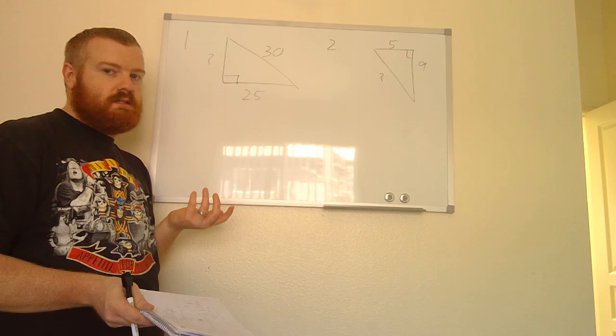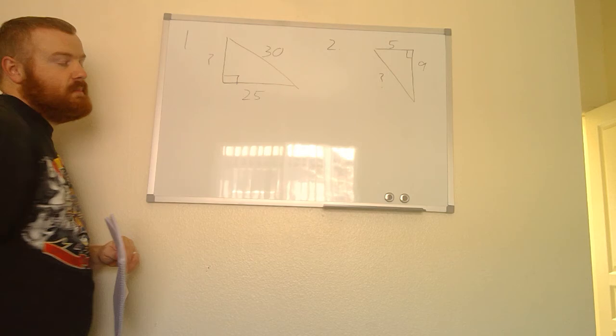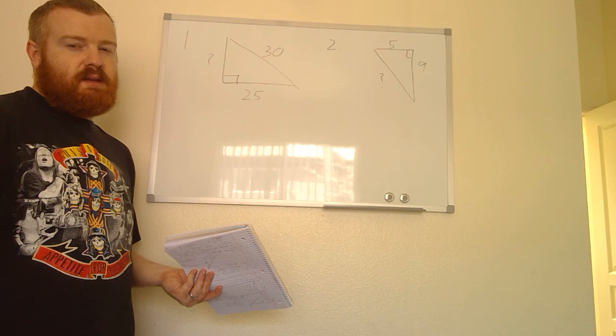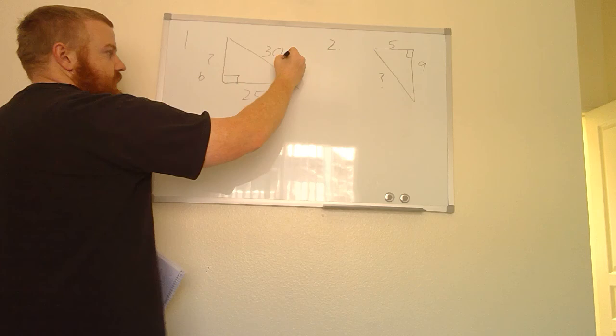So in the first question, we have a right triangle where this side's 25, this side is our unknown, and then our hypotenuse is 30. We are solving for the unknown side. Anytime you have two out of three sides and you're solving for the third side, you have to use the Pythagorean theorem. Now for the sides that are labeled A and B, generally speaking, it doesn't matter which one you call which. So I'm just going to call this one A, this one B. The one that's opposite the 90 degree angle has to be C.